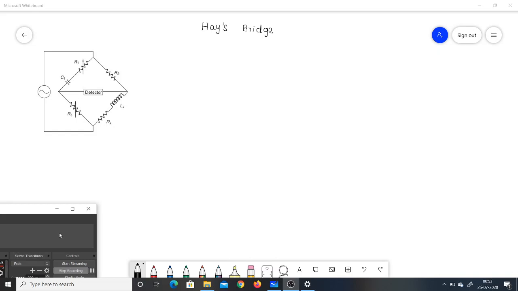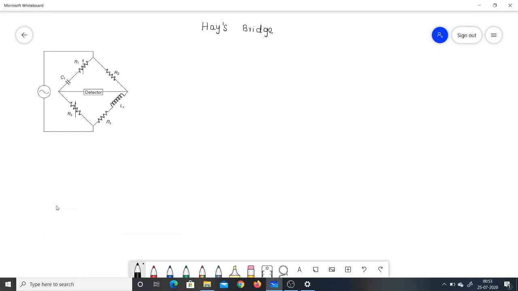Hello students, today we are going to learn Hay's bridge. Hay's bridge is used for high quality factor measurement and it is a modified version of Maxwell's bridge.